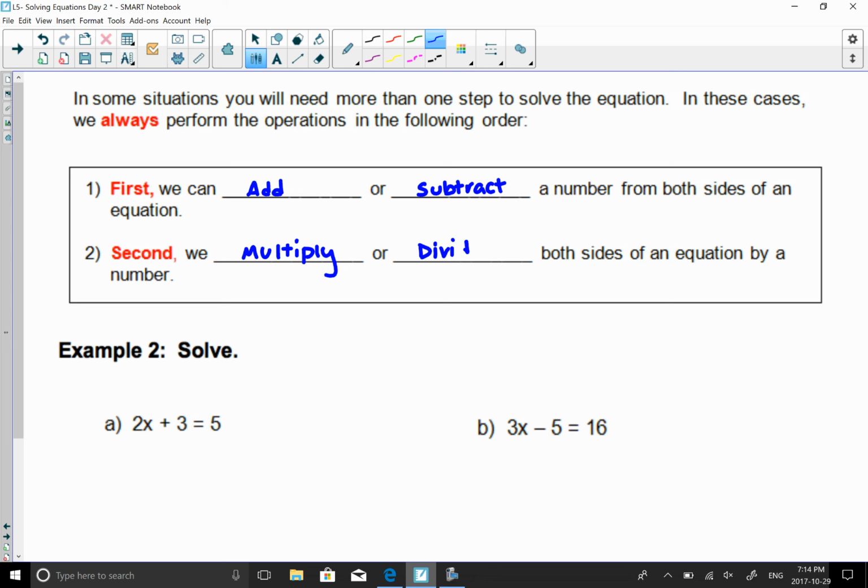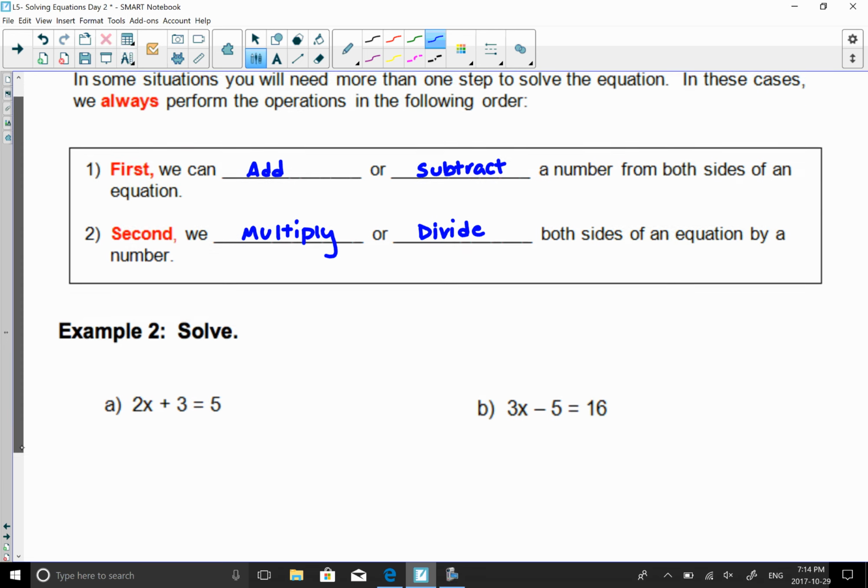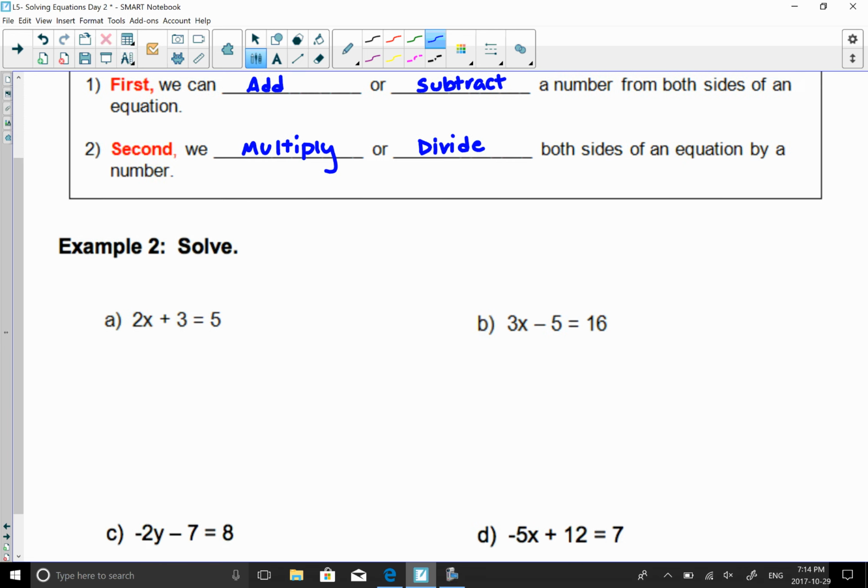First, we add or subtract a number from both sides of an equation. Secondly, we multiply or divide both sides of an equation by a number. So here are some examples that support this. So we want the x by itself, and we have a number beside it here. I want to get rid of the number. I want that positive 3 to disappear.